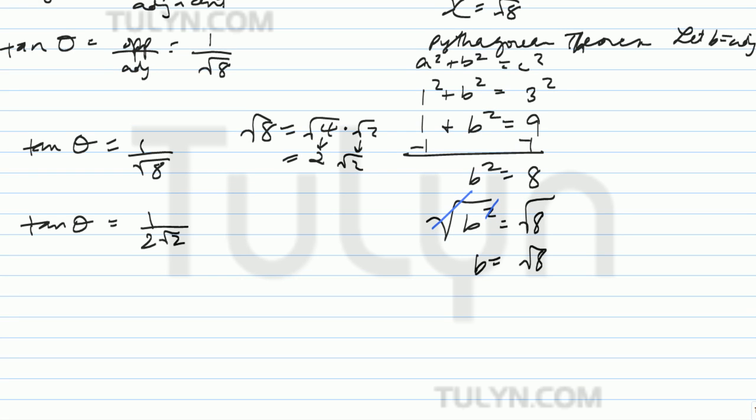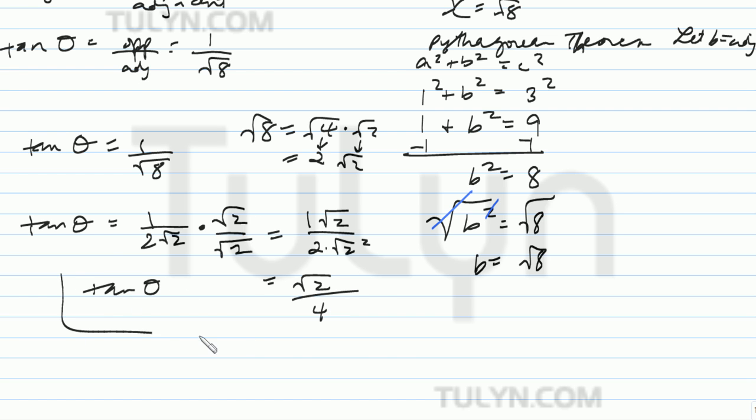And we can rationalize the denominator, right? Multiply by square root of 2 on the numerator, multiply by square root of 2 in the denominator. Will equal 1 times radical 2, numerator times numerator, denominator times denominator. 2 radical 2 times radical 2 is 2 times radical 2 squared. So 1 times radical 2 is radical 2, and radical 2 squared is 2. So 2 times 2 is 4. So tan of theta equals radical 2 over 4.